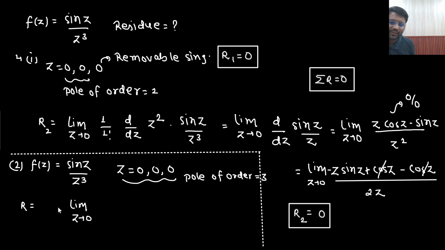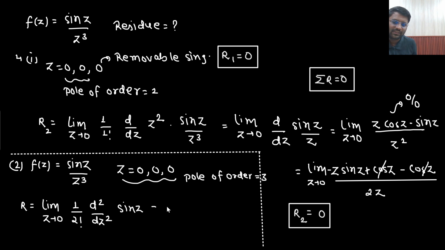Since it is a pole of order 3, what will I have to do? I will have to divide by 2 factorial and then differentiate twice, and this z cube, which would create the problem, will be gone. So what are you left with? Sin z only. So this is the process I need to do.